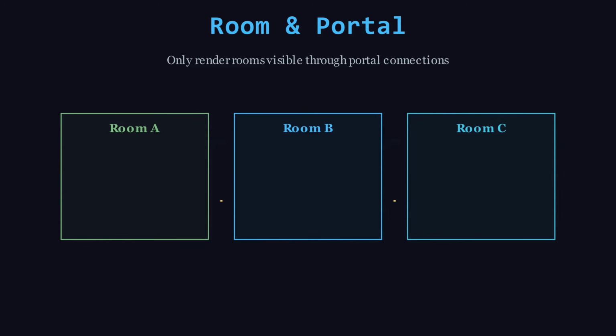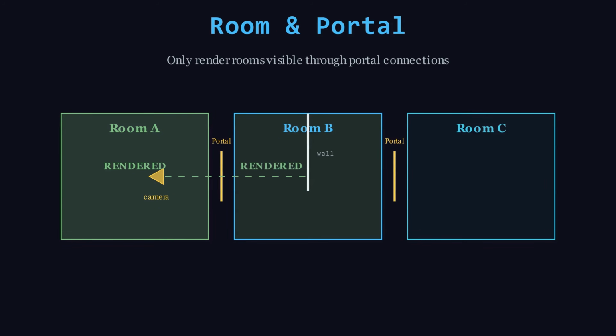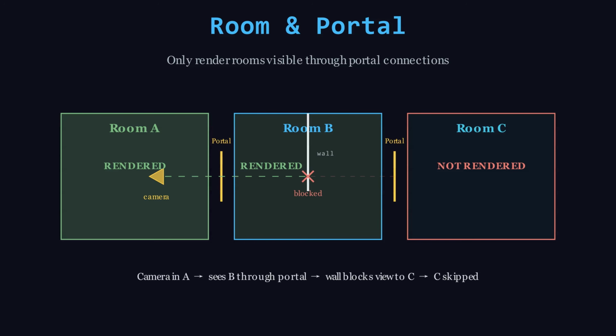For interior scenes, think hallways, rooms, buildings, there's a room and portal system. You define rooms, you define portals between them, and the renderer only draws rooms that are visible through portal connections from wherever the camera is. So if you are in room A and room C is behind two walls and a closed door, it doesn't get rendered at all.